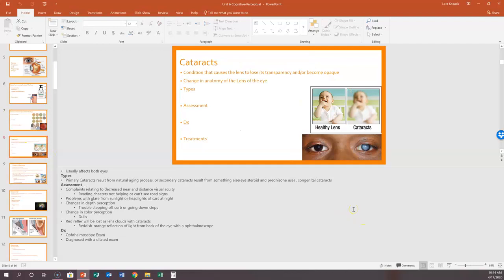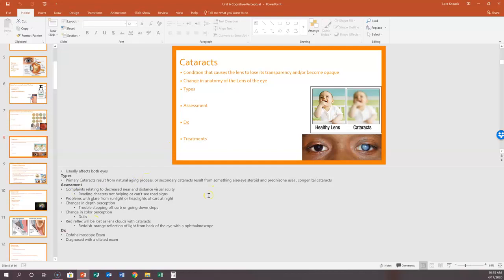All right, the first condition we're going to talk about is cataracts. Cataracts is caused by the lens losing its transparency or becoming opaque, so it's going to have places where you can't see through it like you're supposed to be able to. It's a change in the anatomy of the lens. So here's a picture comparison. A healthy lens versus a cataract, it's blurred, the light's not able to pass through it as clearly as it was.